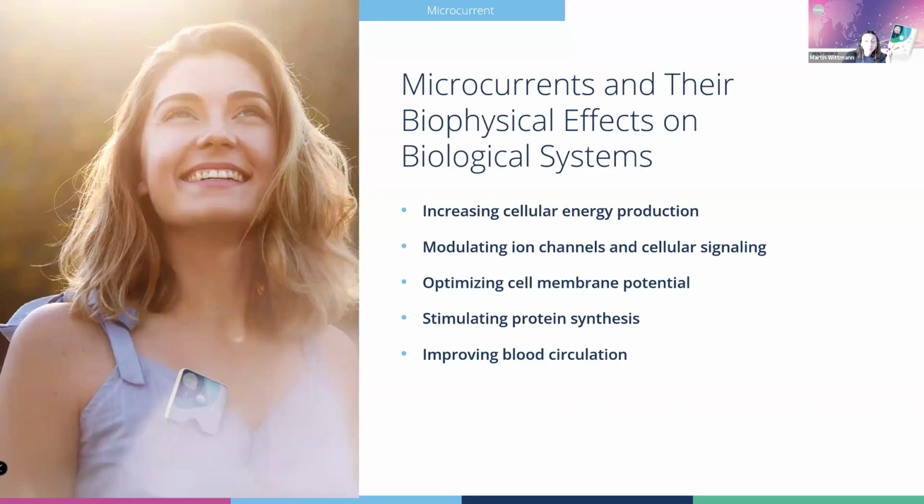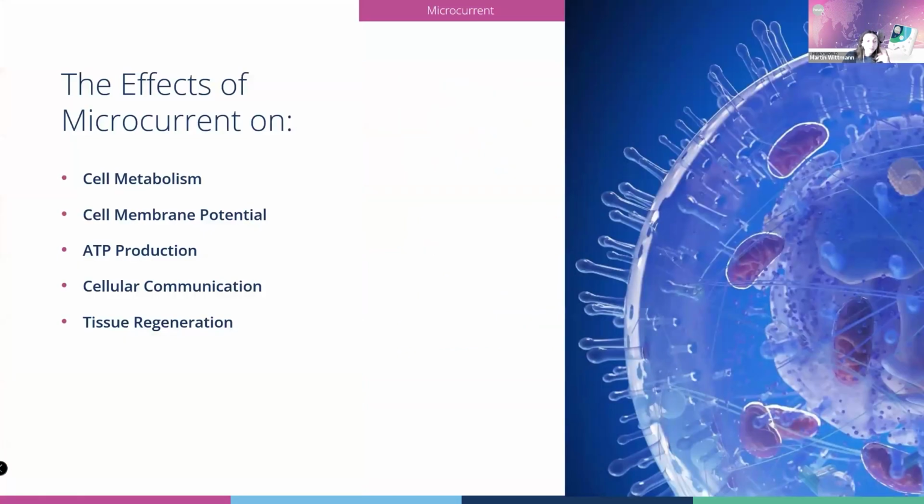Now, microcurrents and their physiological or biophysical effects on biological systems. We have increasing cellular energy production, modulating ion channels and cellular signaling, optimizing cell membrane potential, stimulating protein synthesis, and improving blood circulation. Those are just a few of the positive effects that you get with microcurrent. Then the effects of microcurrent on cell metabolism, cell membrane potential, ATP production, cellular communication, and tissue regeneration.